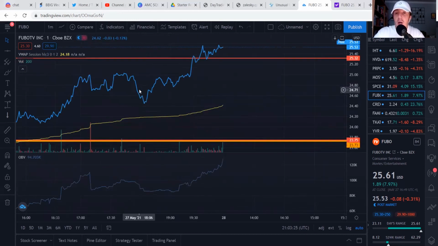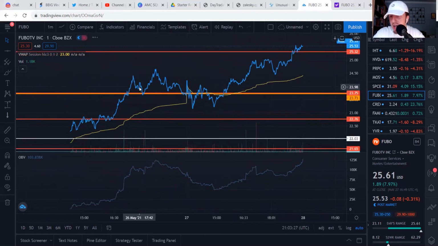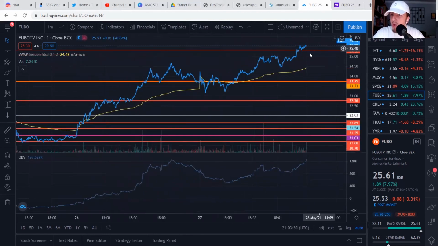But now going back to the 1 minute and taking a look at support levels, well, we do have this major support right here at 25.30. It took us a while to break through that today, but eventually we did. We retested it, and now we are sitting above it. So now it is support, and we would love that to hold if we want to make another push tomorrow.